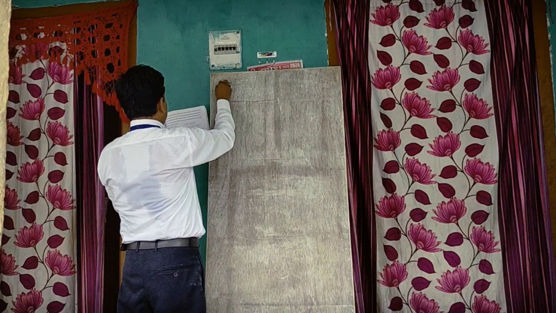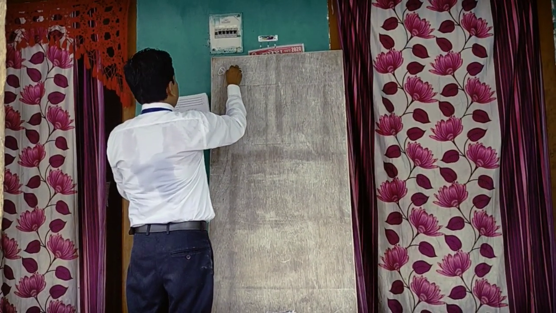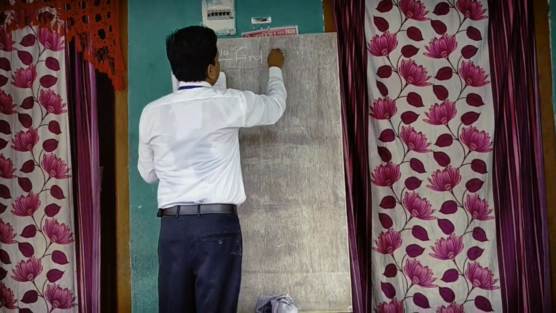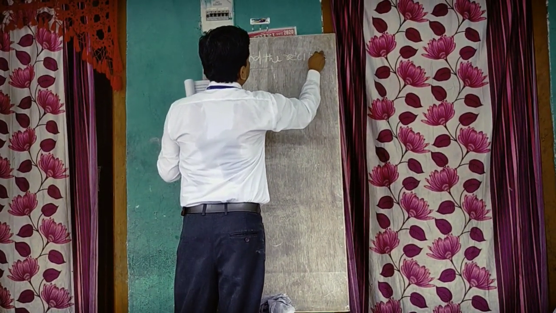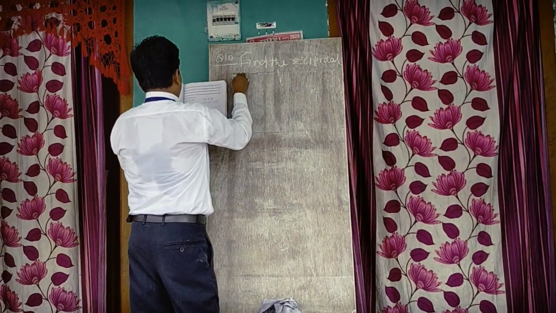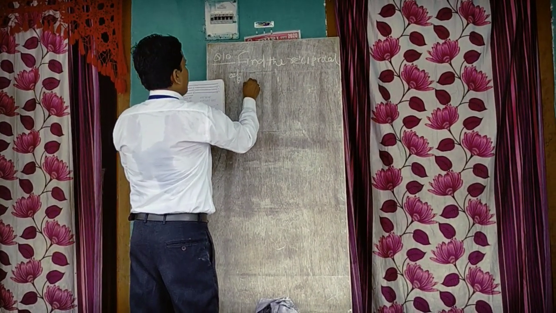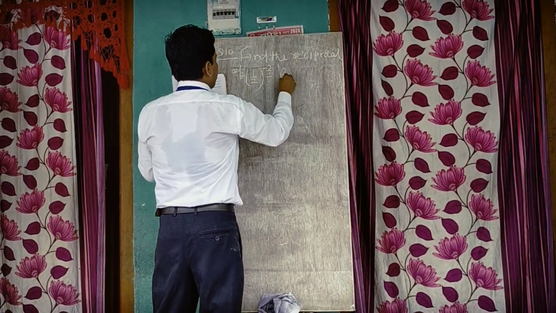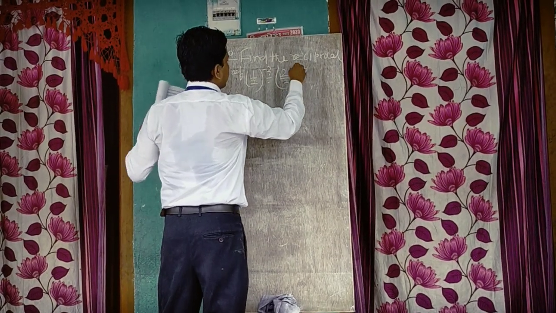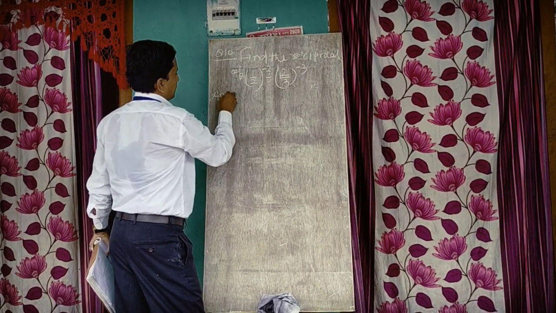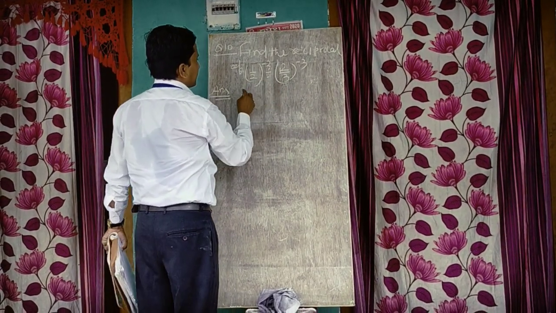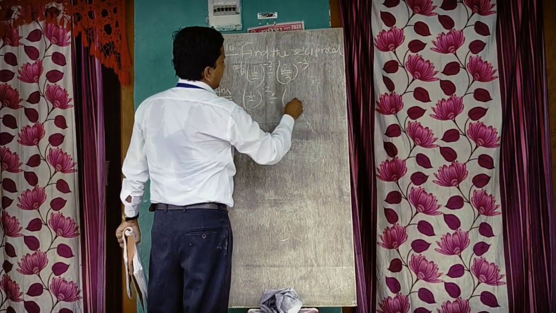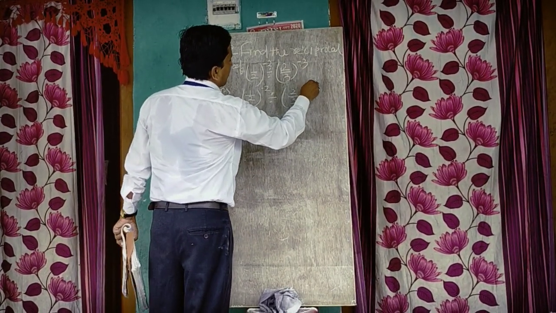Find the question number 10. Find the reciprocal of (1/2)^-2 divided by (2/3)^-3. Answer. At first you have to solve this. (1/2)^-2 divided by (2/3)^-3 equal to.